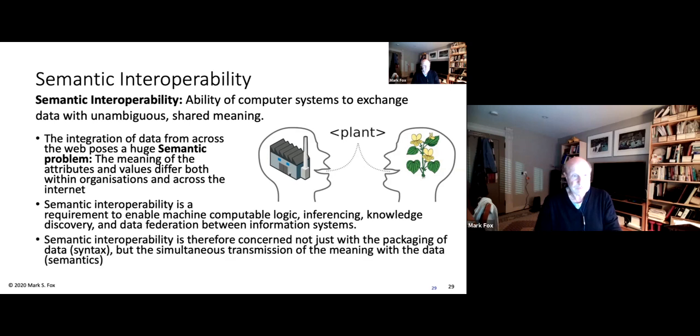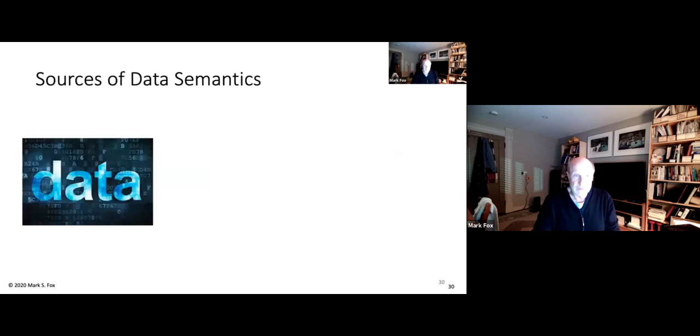So semantic interoperability is concerned with not just the packaging, but the simultaneous transmission of the meaning of the data. And that's really what we're talking about. So why ontology? Interoperability, integration of data from multiple sources is a huge problem today and becoming bigger as everybody pursues the big data gold ring. There's a huge problem with semantic interoperability, with understanding the meaning of data that comes from multiple sources.